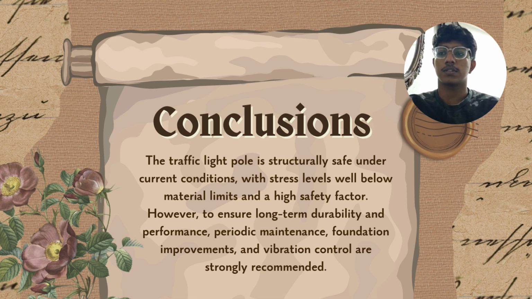In conclusion, the traffic light pole is currently safe and performs well under existing conditions. The stress levels are far below material limits and the safety factor is high. However, to maintain this performance over time, it is important to perform regular maintenance, improve the foundation, and control vibrations. This action will help ensure the structure stays strong and safe for the long term.